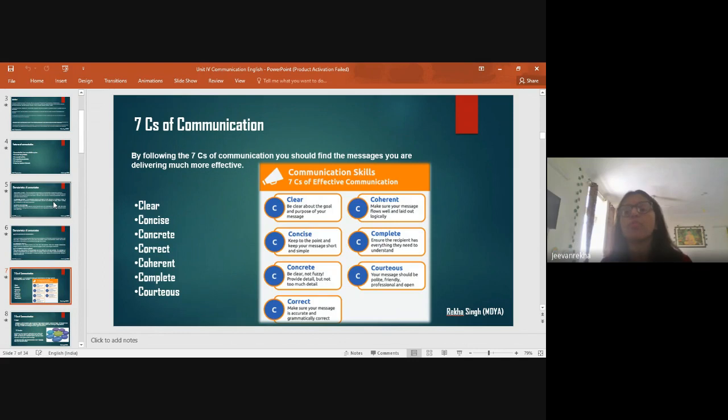Make sure the message flows well and is laid out logically. A logical message should be there. Will you write, "I'm going to friend to fight"? Will you write like this? "I'm going to my friend's house to fight." Is this logical? No. You are not a fighter. So, "I'm going to my friend's house to meet her or to drink a cup of tea or whatever." A good thing should be there. A logical point should be there, right? So your point should be logical.